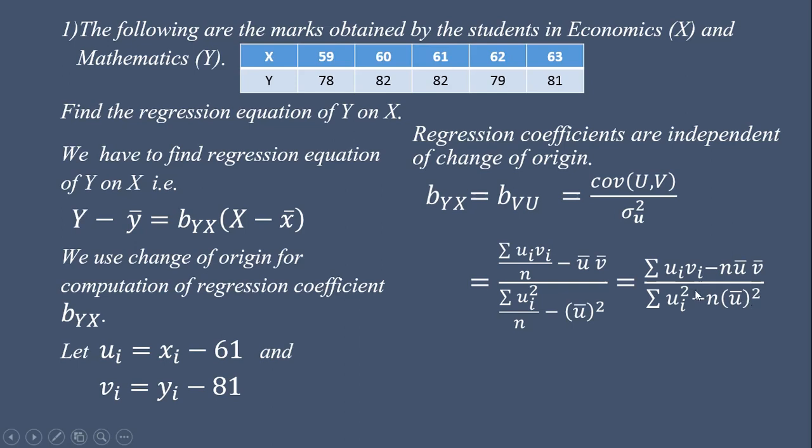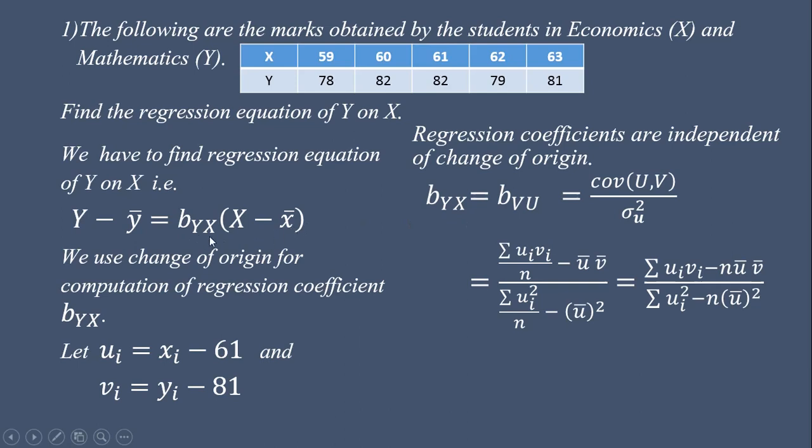It is the same as the regression coefficient byx, summation xi yi minus n into x bar y bar upon summation xi square minus n into x bar to the square. Only instead of x we have u, instead of y we have v. So we can calculate the covariance between u and v separately, and the variance separately, and then use this formula, or we can use this formula. We are going to use this formula. Using it we get this value bvu, which is equal to byx.